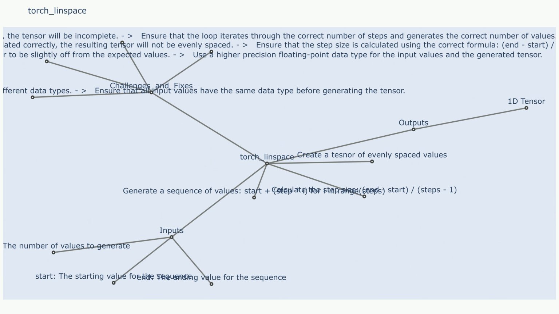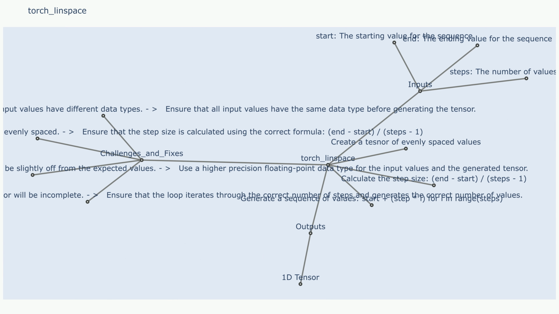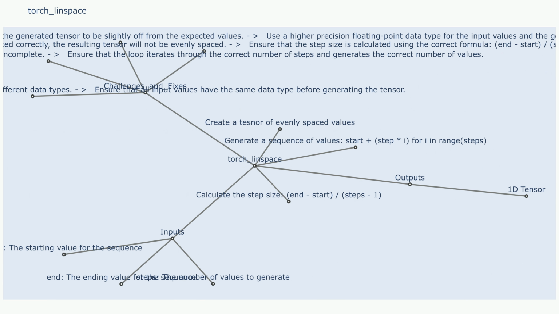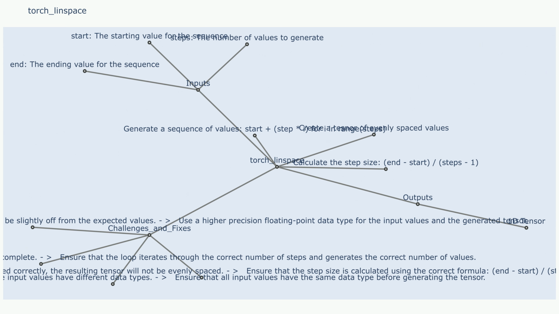Challenges and fixes. Challenge 1: if the number of steps is less than or equal to 1, the function will return a tensor with only the starting value, regardless of the end value. Sample use case that resulted in challenge 1: torch.linspace(0, 10, 1). Fixes to challenge 1: to generate a tensor with more than one value, ensure that the steps argument is greater than 1.